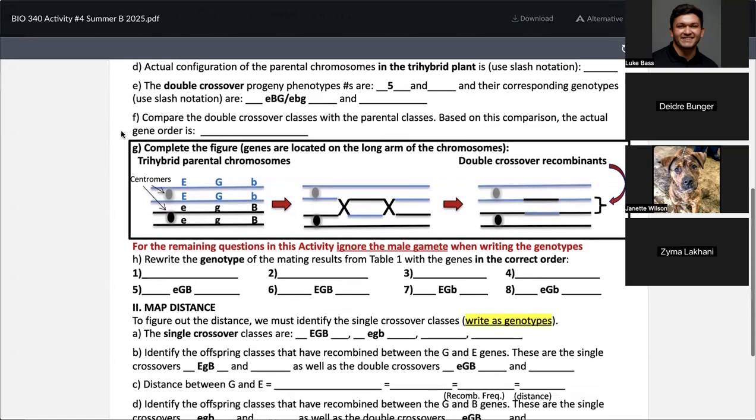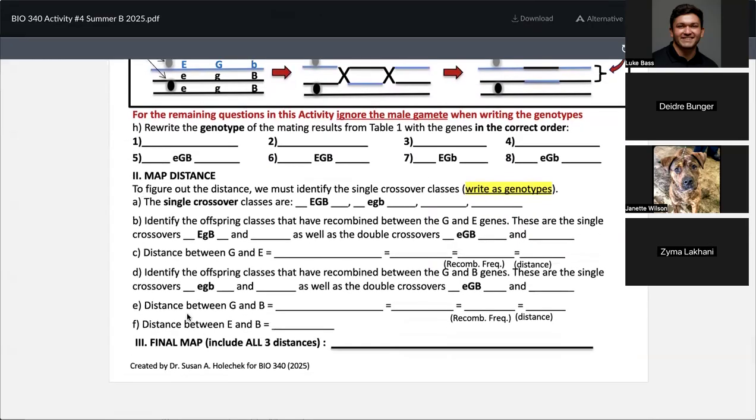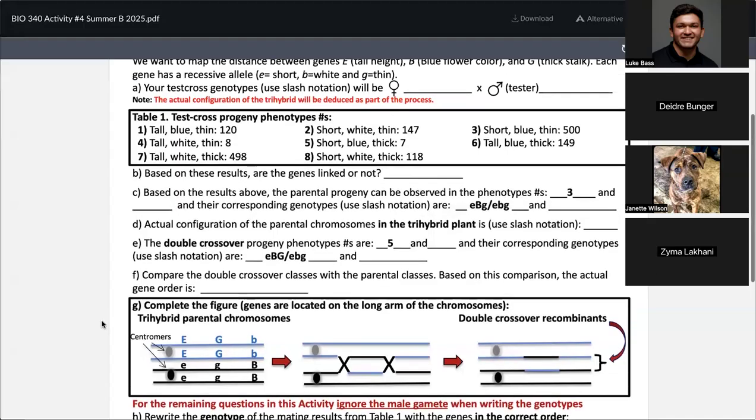pretty similar to these activities, just because Dr. Holacek makes both of them.